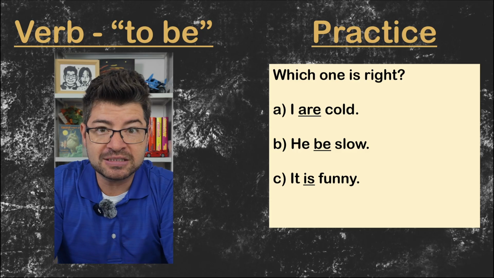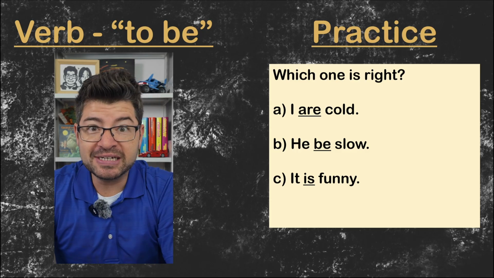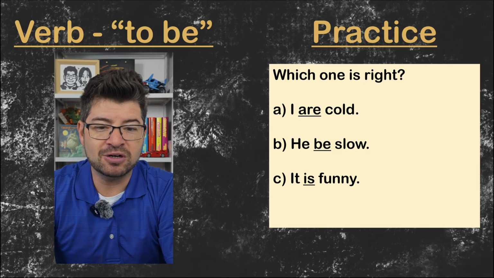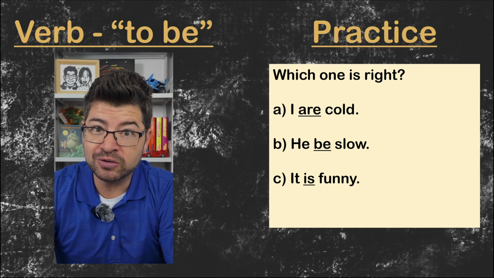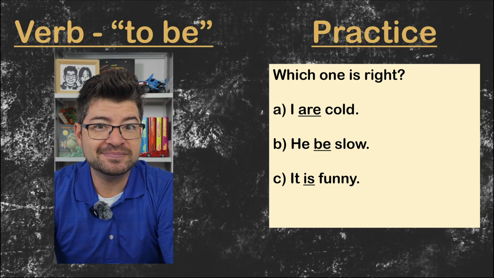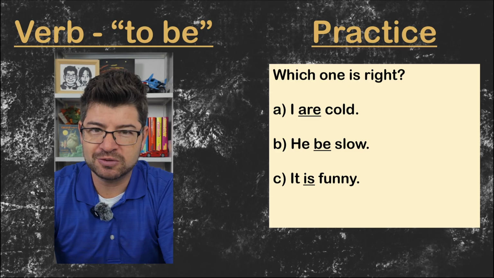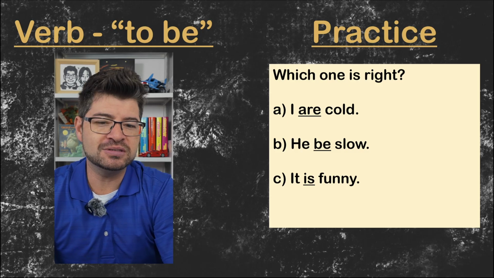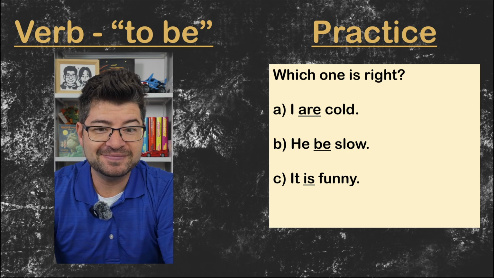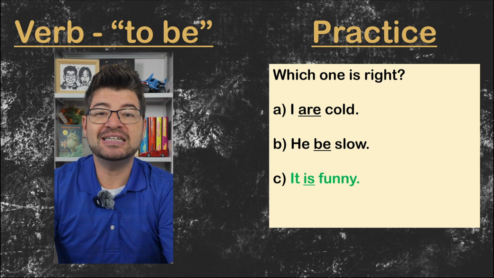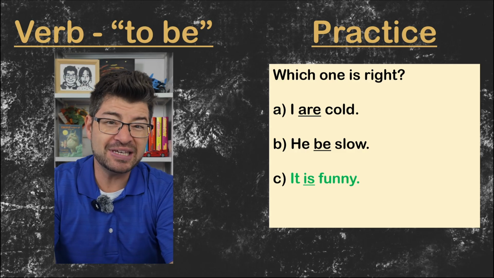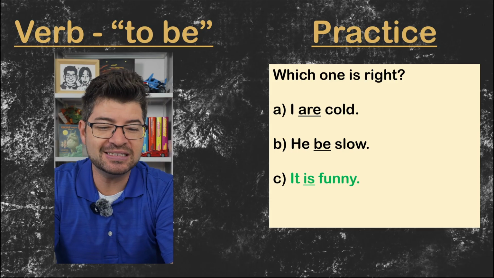Okay, are you ready for a little practice? Okay, so I'm going to give you 3 examples here and you have to tell me which one is right. Okay, so the 3 are, I are cold, he be slow, it is funny. So choose which one is correct. You got it? All right, the correct answer is it is funny. I are? No, definitely no. He be? No, no, no. It is funny.